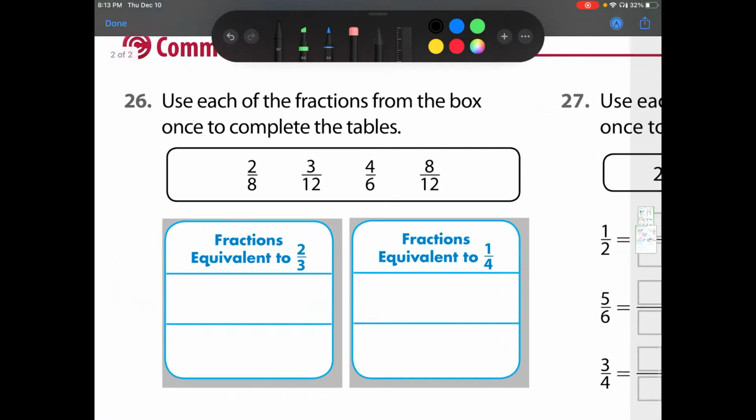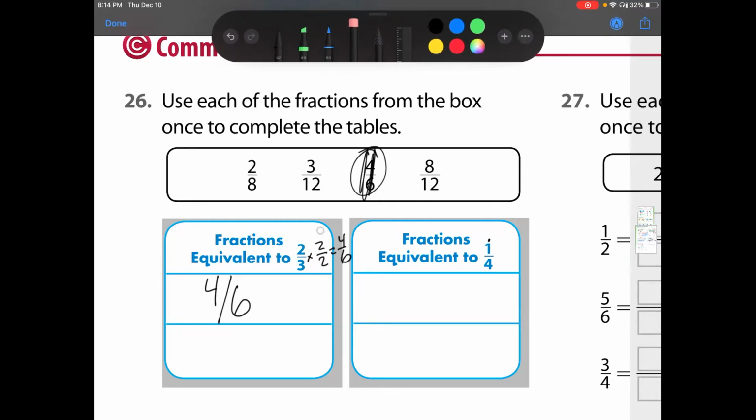26, there's two ways to solve this. So we're going to solve one way with the 2/3 fraction and one way with the 1/4. It says use the fractions from the box once to complete the tables. So we need to find fractions that are equivalent to 2/3. So I'm just going to start by multiplying it by 2 halves and see if that matches one of my numbers up there. 2 times 2 is 4, 3 times 2 is 6, which is 4/6, which is up there. So I got one of them down.